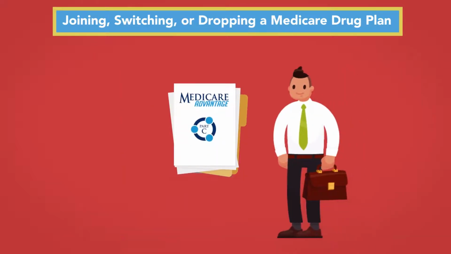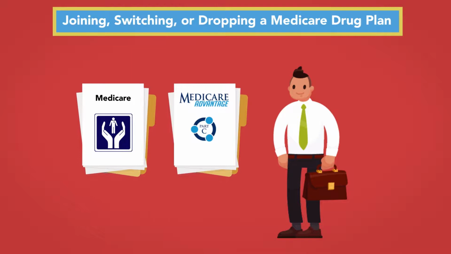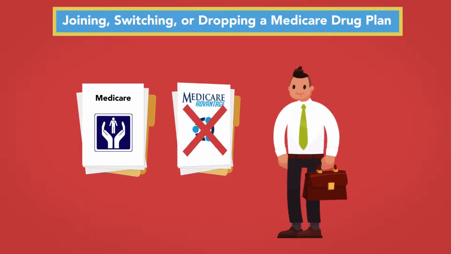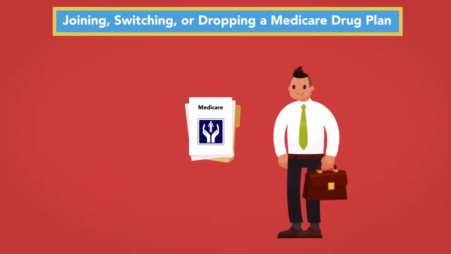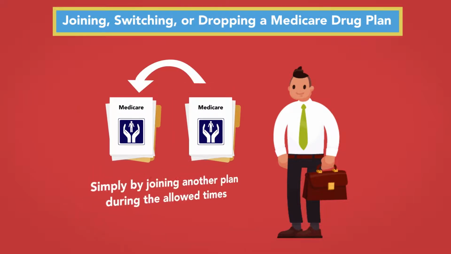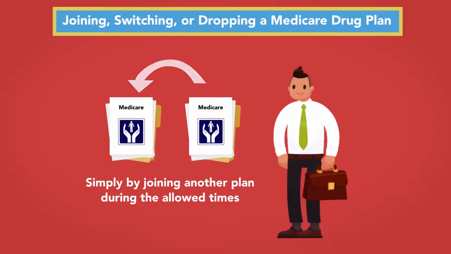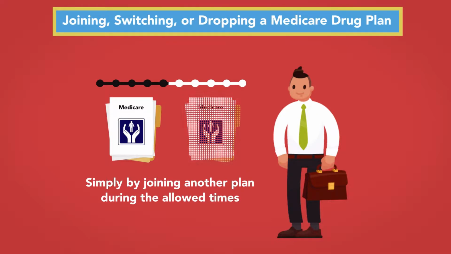A person who is in a Medicare Advantage plan, who then joins a separate Medicare prescription drug plan, will be disenrolled from the Medicare Advantage plan and returned to original Medicare. So it's important to consider the consequences carefully before enrolling in Part D. Switching from one drug plan to another plan can be done simply by joining another plan during the allowed times. The old plan need not be canceled, and the previous coverage will end when the new plan coverage begins.